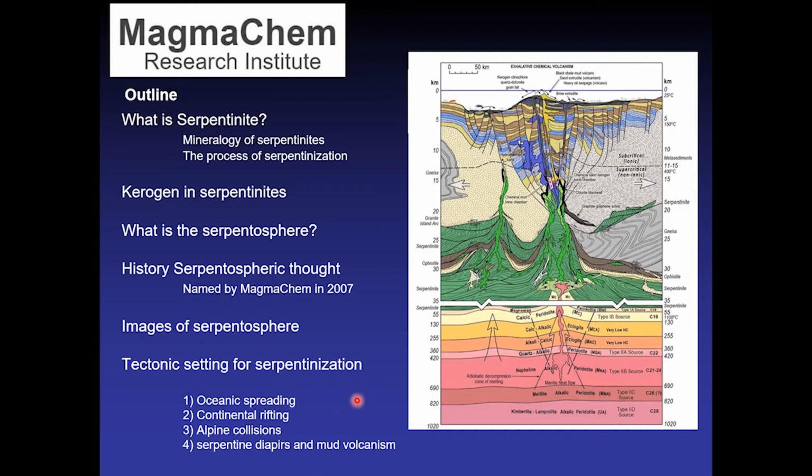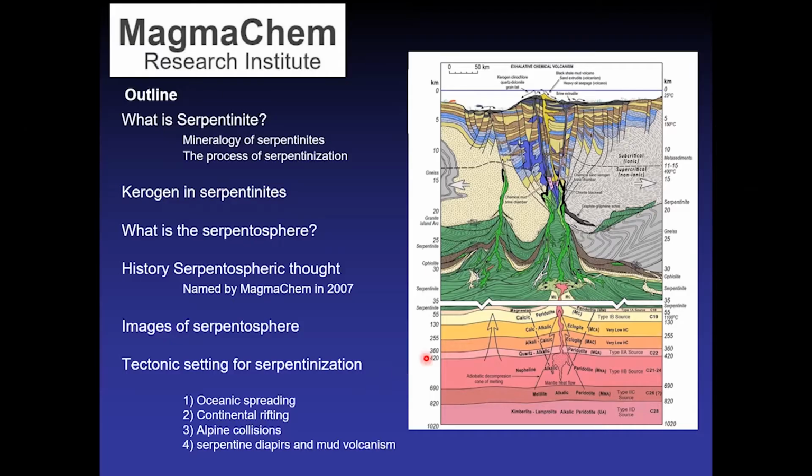Tectonic settings for serpentinization: oceanic spreading, continental rifting, alpine collisions, serpentine diapirs, and mud volcanism. It's pretty cool. The visuals we got on that go from ocean to continent, the South Atlantic in Brazil, and that connection, and then on continent. The important thing is that what you're looking at on the right is a serpentinite diapir that comes up under a mud volcano. That's one of the main habitats for oil formation.